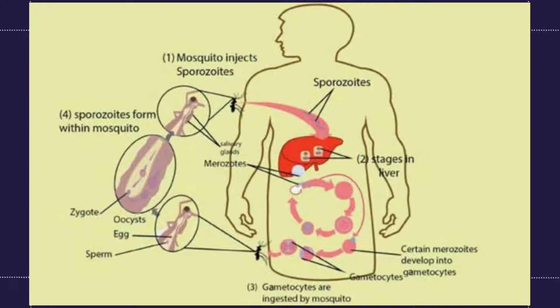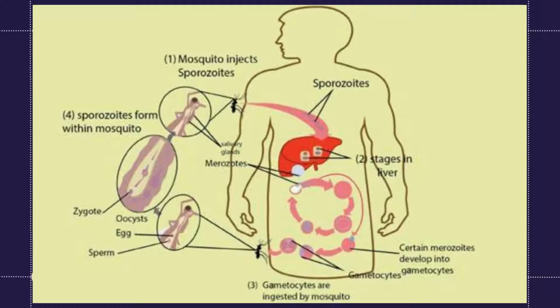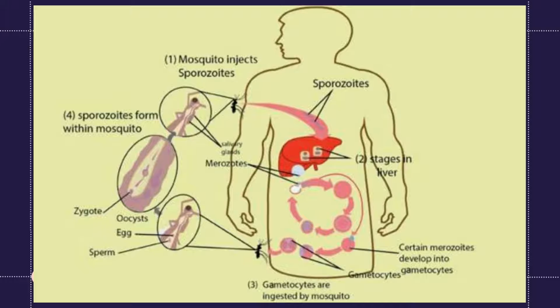Here you can see that in the first step, the mosquito injects sporozoites. These spores are called sporozoites. These are spores of Plasmodium. They are causative agents.